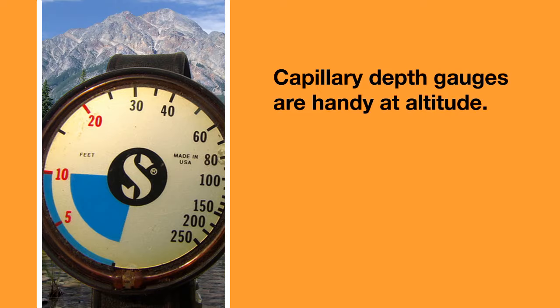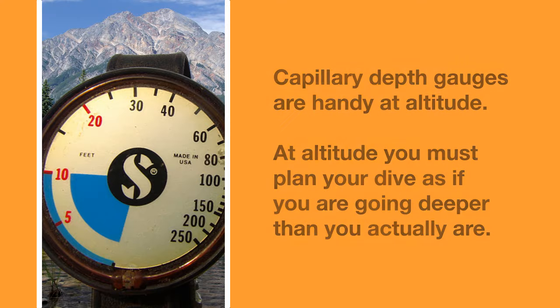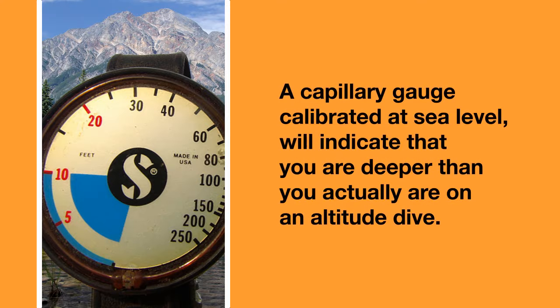Capillary depth gauges come in handy when diving at altitude. Because of the lower surface pressures at altitude, you must plan your dive as if you're going deeper than you actually are. A capillary depth gauge calibrated at sea level will indicate that you're deeper than you actually are when you're on an altitude dive. It reads approximately the theoretical depths that you work out with altitude tables.